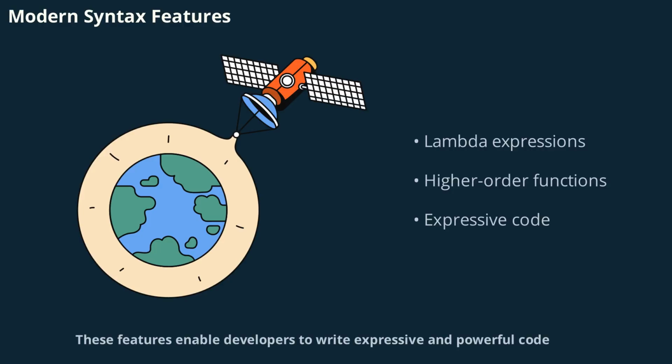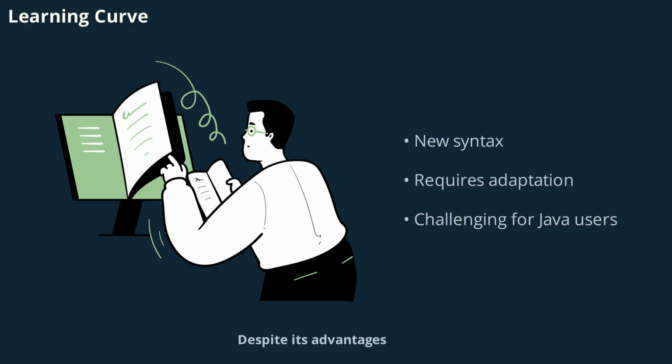These features enable developers to write expressive and powerful code, making Kotlin a preferred choice for those seeking advanced programming capabilities. Java's syntax is more traditional, lacking some of these modern conveniences. Despite its advantages, Kotlin presents a learning curve for developers familiar with Java. Adapting to new syntax and features requires time and effort. While Kotlin is designed to be approachable, mastering its advanced capabilities can be challenging for those used to Java's conventions.